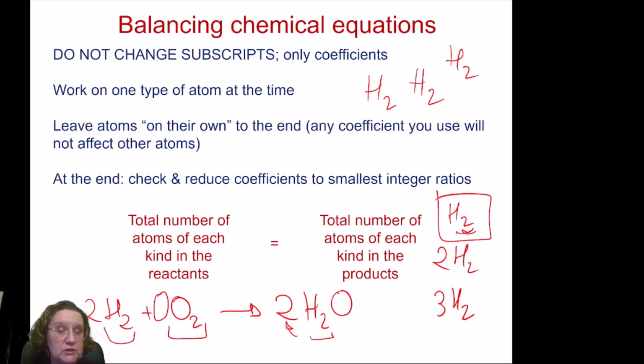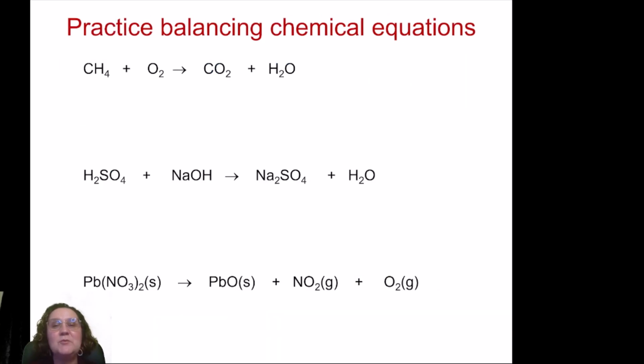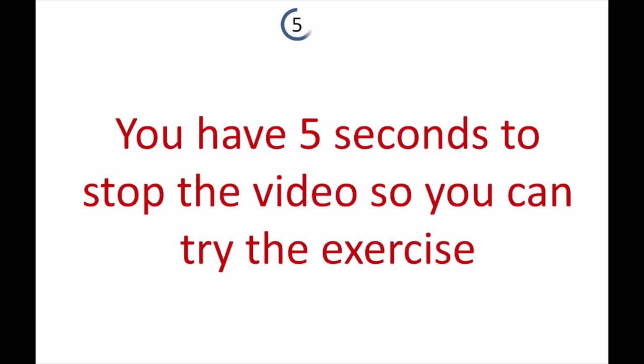And it's very easy to find out if it's balanced, because if it's correctly balanced, you will have the same number of atoms and the same type of atoms on the reagent side as on the product side, just in a different combination. So I'm going to ask you to stop the video and have a go at balancing these chemical equations using the rules I've mentioned before. So please stop the video now.